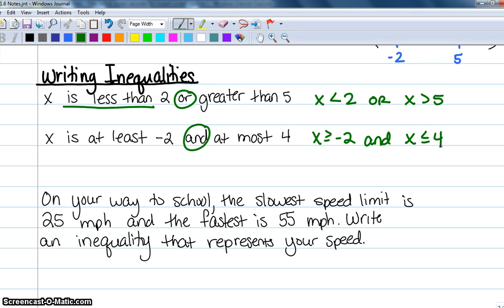Now if it's at least negative 2 and at most 4, we've got a range going on here. And notice that every range will always have less than symbols. You'll never have a greater than symbol mixed in there. The greater than symbol gets switched when I switch that inequality around.